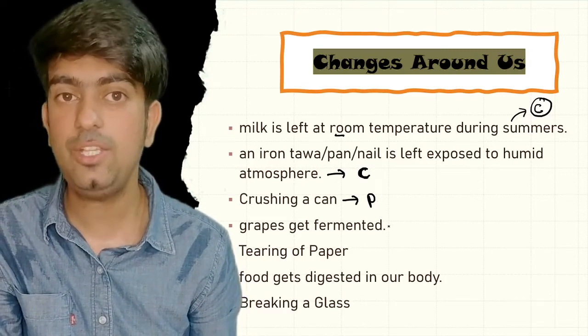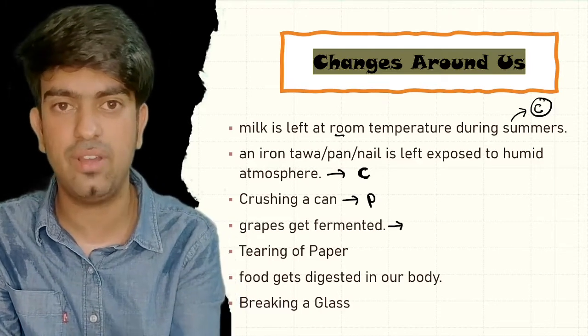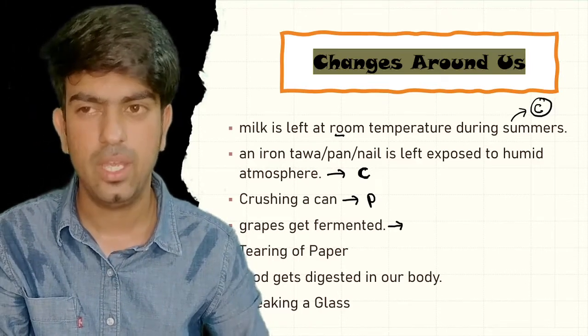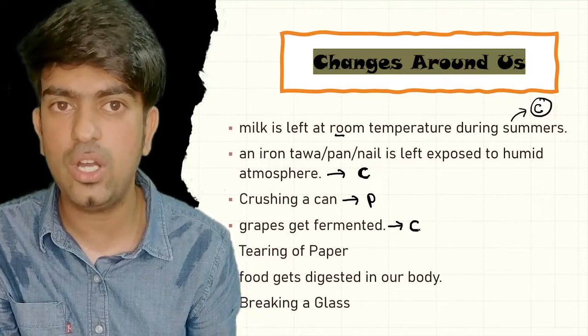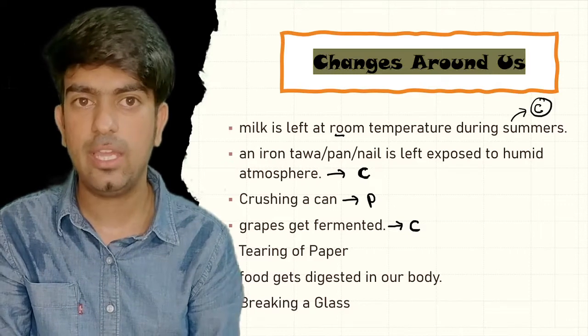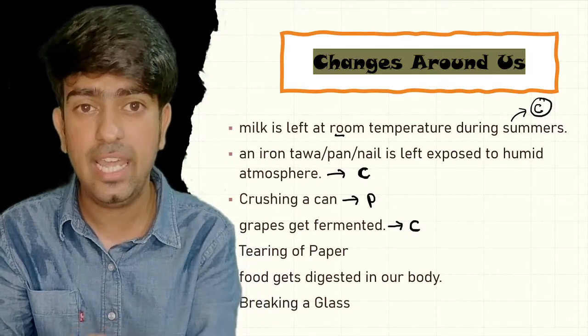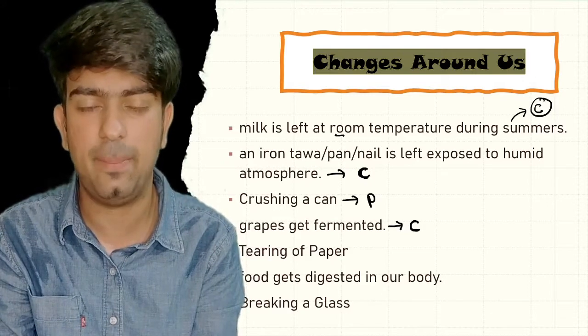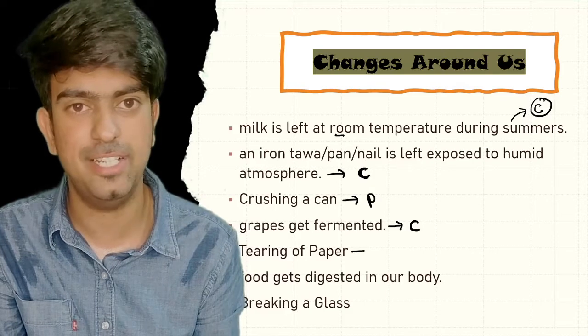Now let's move on to the next one, that is fermentation. That is grapes get fermented. ये भी एक केमिकल चेंज होगा. Why? Because फर्मेंटेशन में अल्कोहल का फॉर्मेशन होता है. दैट मीन्स एक नया कंपाउंड बन रहा है यहाँ पे. सो दैट्स वाई इस प्रोसेस को भी हम केमिकल चेंजेस में कंसिडर करेंगे.